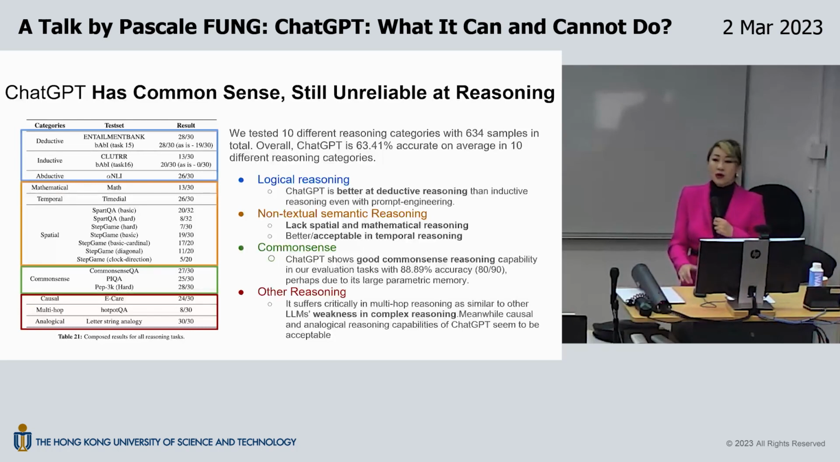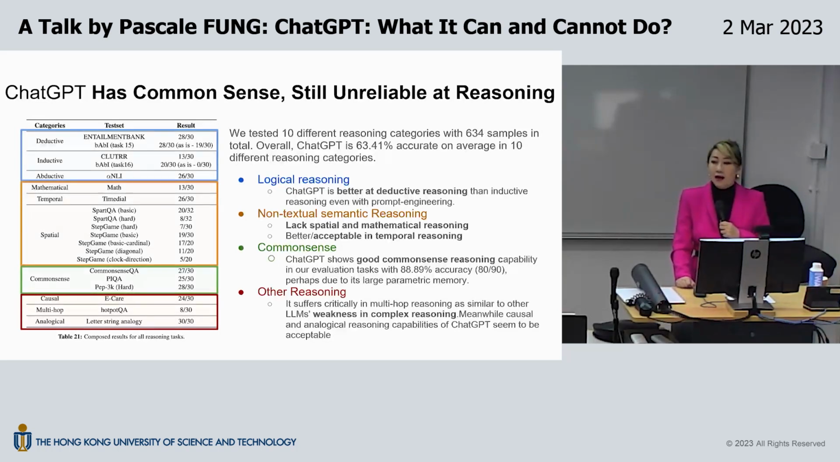I just want to point out there are neural network systems that can do very good mathematical reasoning, and have been known to have passed college entrance exam mathematics, right? Those are task-specific models, so they can perform better. ChatGPT, no. All right? It's acceptable in temporal reasoning. However, on common sense, we found that, at least based on these evaluation tasks, it performs pretty well on common sense reasoning, with accuracy of 88.89%.